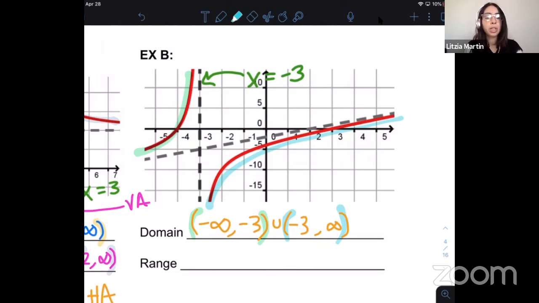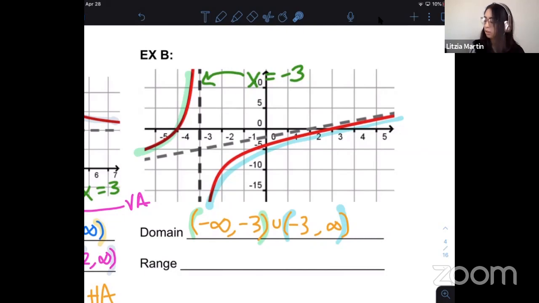Now the range here is where things get a little bit different. Remember that range counts for all of the y values. So if I pick any y value on the y-axis, there should be a point that matches up with that on the graph. For example, if I pick y equal to 5 here, there should be a place on the graph, which there is right here, where a point exists that has that y value.